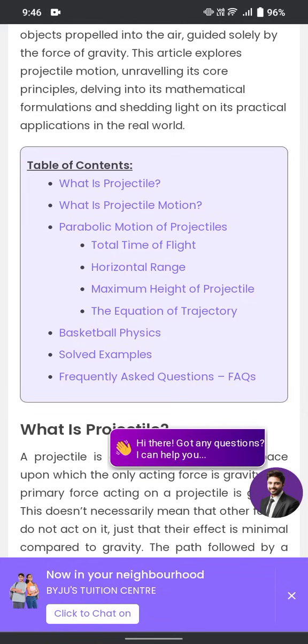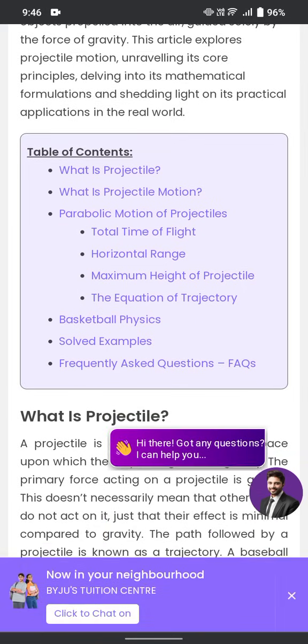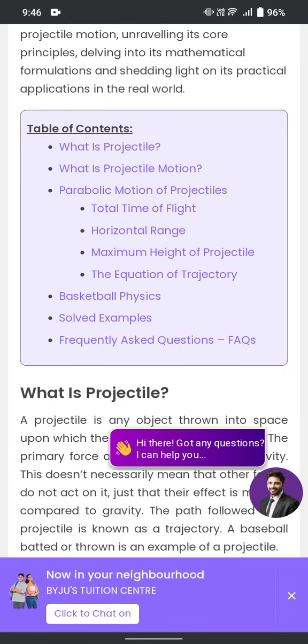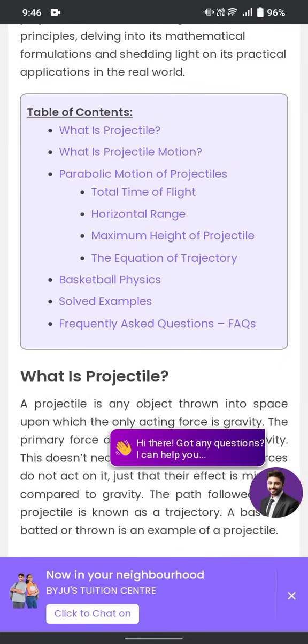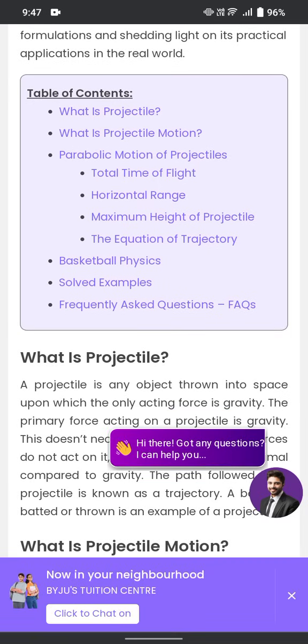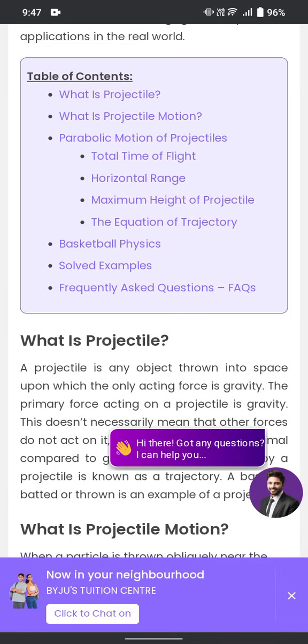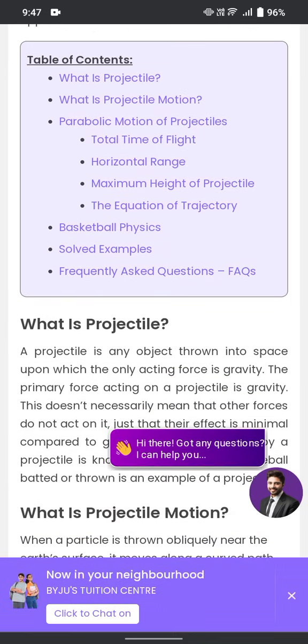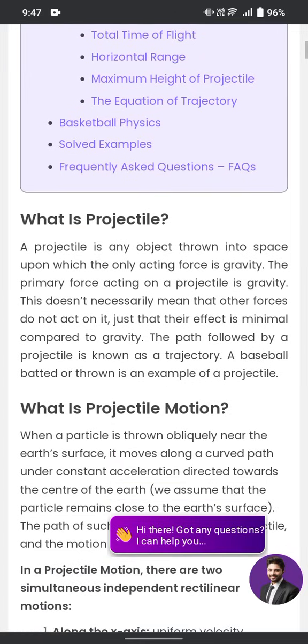Table of contents. What is a projectile? What is projectile motion? Parabolic motion of projectiles. Total time of flight. Horizontal range. Maximum height of a projectile. The equation of trajectory. Basketball physics. Solved examples. Frequently asked questions.